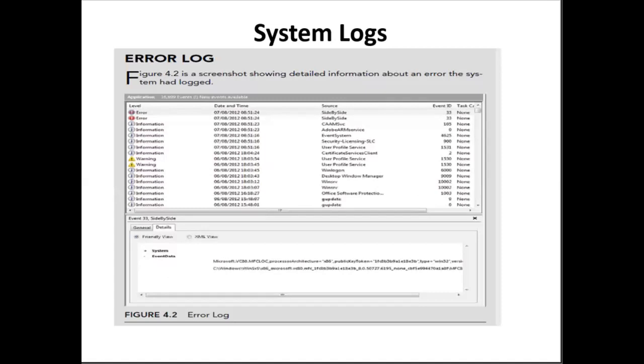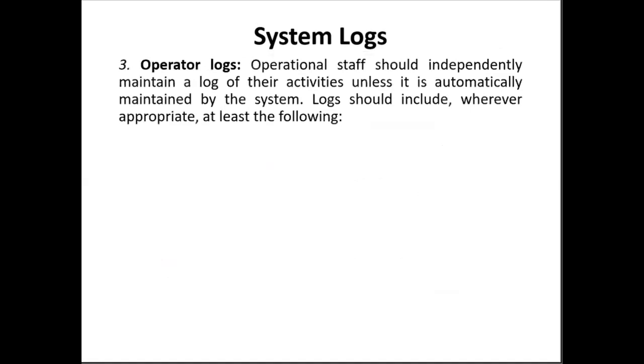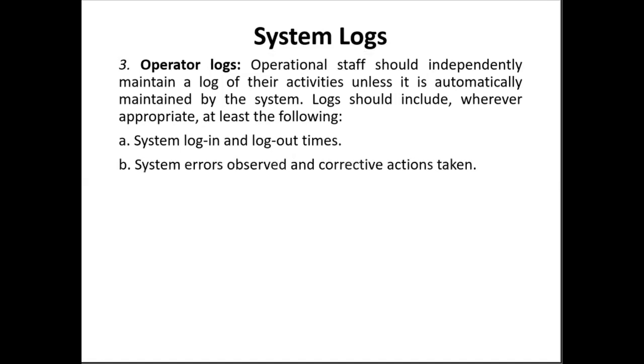We also have what we refer to as operator logs. Operator logs involve operational staff, who should independently be able to maintain a log of their activities unless it is automatically maintained by the system. Sometimes, manually, the operational level staff may be required to keep this log themselves. The log should include whatever is appropriate. At least the following should be included: system log in and log out time, that is, when you log in and when you log out; the system errors you observe as you work with the system; and the corrective actions that were taken.